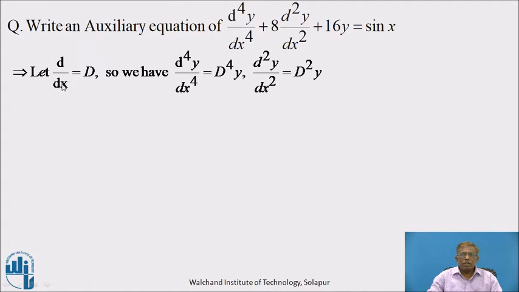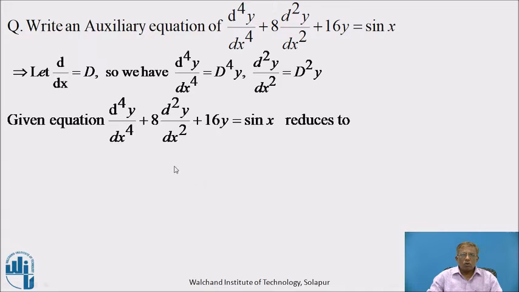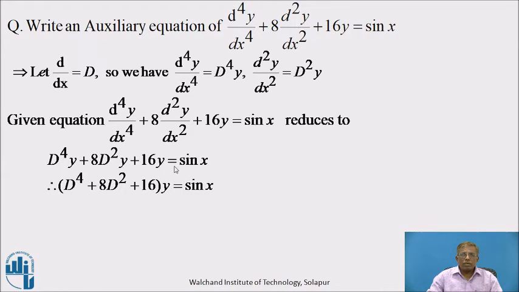Here a differential coefficient d by dx equal to capital D, so that d raised to 4 y by dx raised to 4 can be written as D raised to 4 of y. D square y by dx square can be written as D square y. With these two notations, the given equation reduces to D raised to 4 of y plus 8 D square y plus 16y equal to sin x, and y is taken common in the left hand side. Therefore, in bracket D raised to 4 plus 8 D square plus 16, bracket close, into y equal to sin x. This is now in the form of f of D into y equal to X of x.